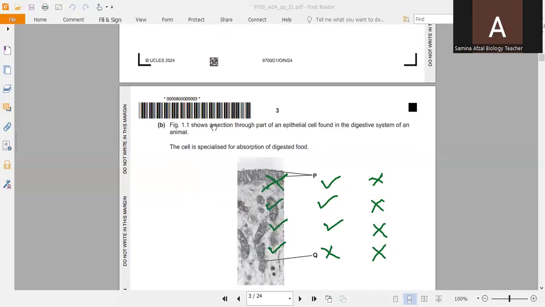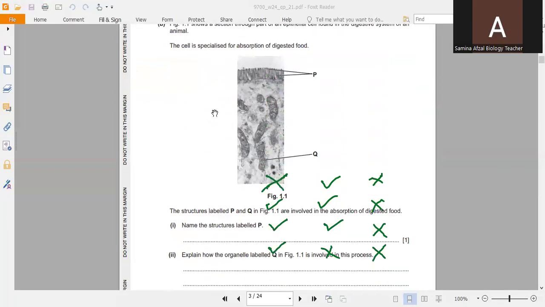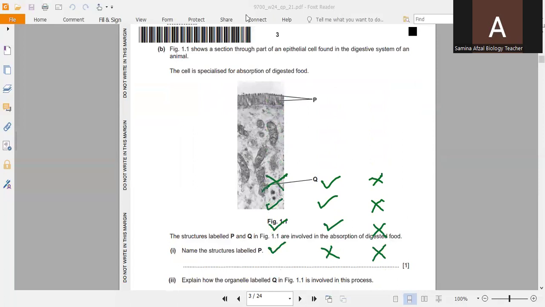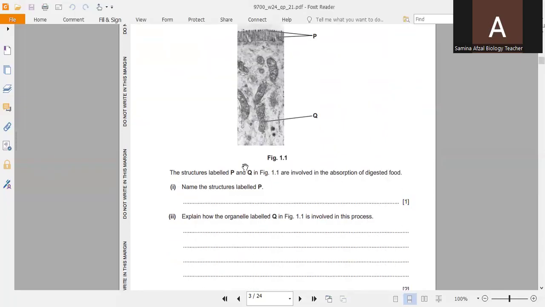And the next question is part B, in which they have shown us a section through a part of an epithelial cell found in the digestive system of an animal. The cell is specialized for absorption of digested food. Here you can see P and Q have been labeled for us, so we have to write the answers for these labels.